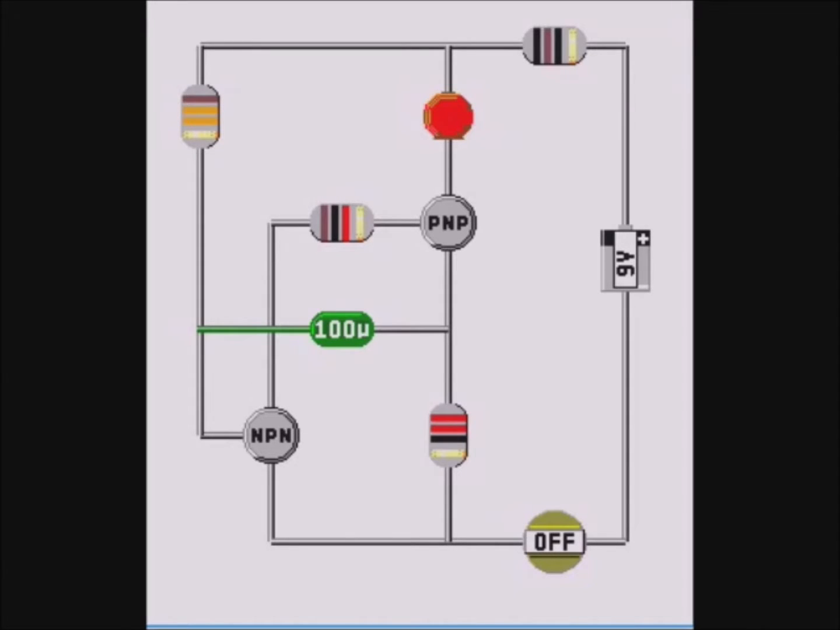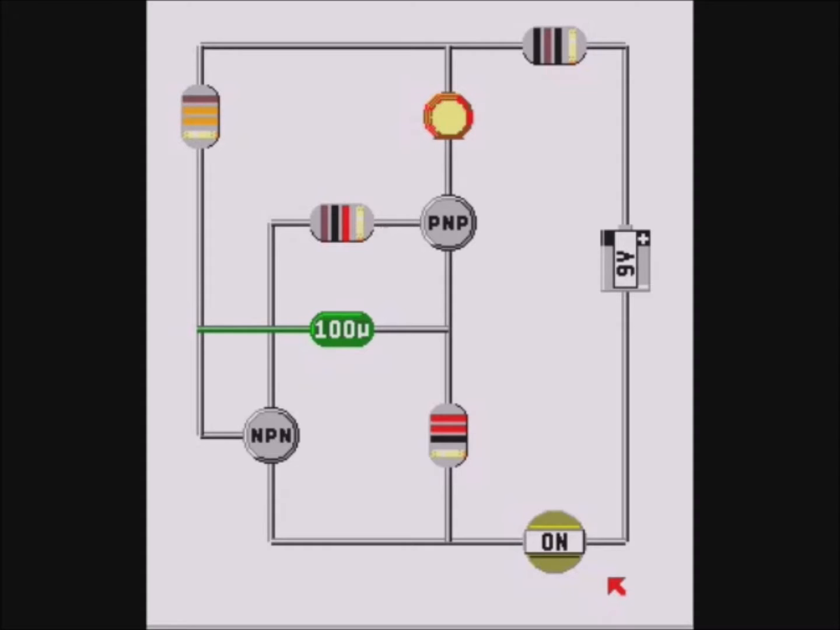We continue to look at transistors, and this example uses both an NPN and a PNP transistor to create a flashing LED. Initially, both transistors are off. When we switch on, the key player is the capacitor, which charges slowly through the 13K ohm resistor. Once the voltage at the base of the NPN transistor exceeds 0.7 volts, it turns on. This turns on the PNP transistor, causing current to flow through the LED.